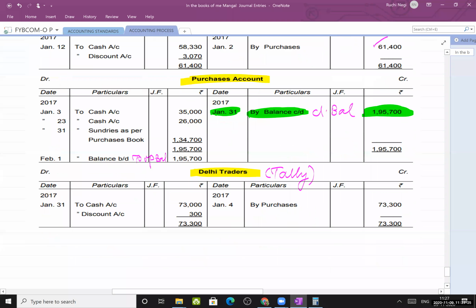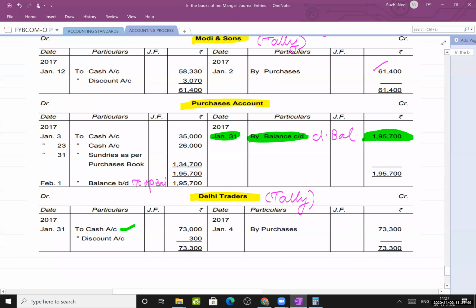Then again, one more party is there, Delhi Traders. On 4th January you made a credit purchase from them of 73,300, and on 31st January you paid them in cash, so you availed a cash discount also. So the ledger got tallied. The ledger has to tally obviously because the settlement is done. You took goods of 73,300 on credit. Then on 31st January you paid 73,000, so he gave you a discount of 300.